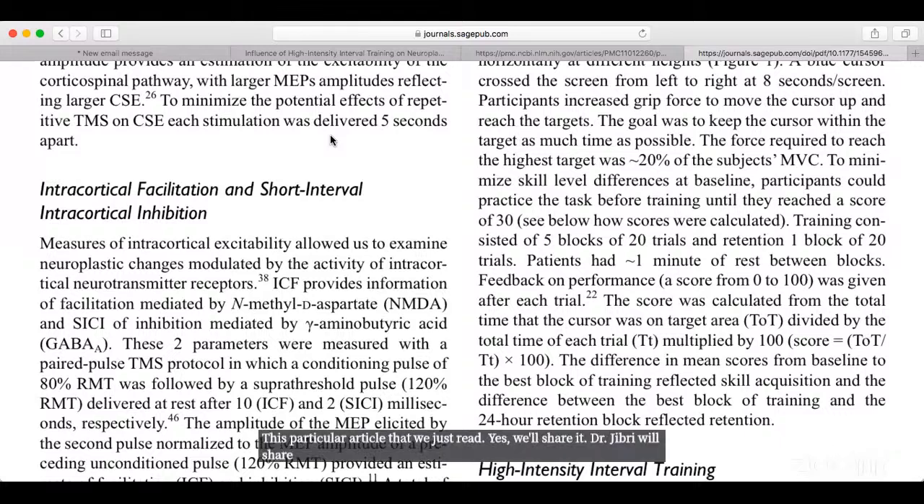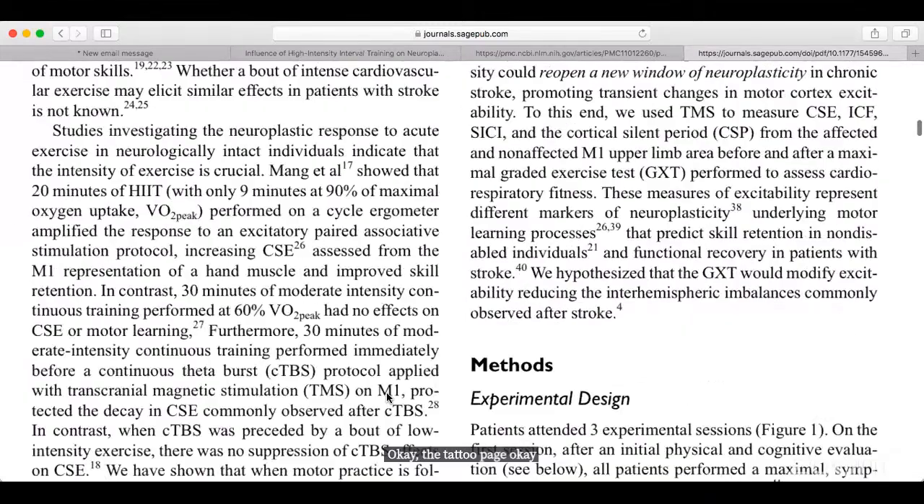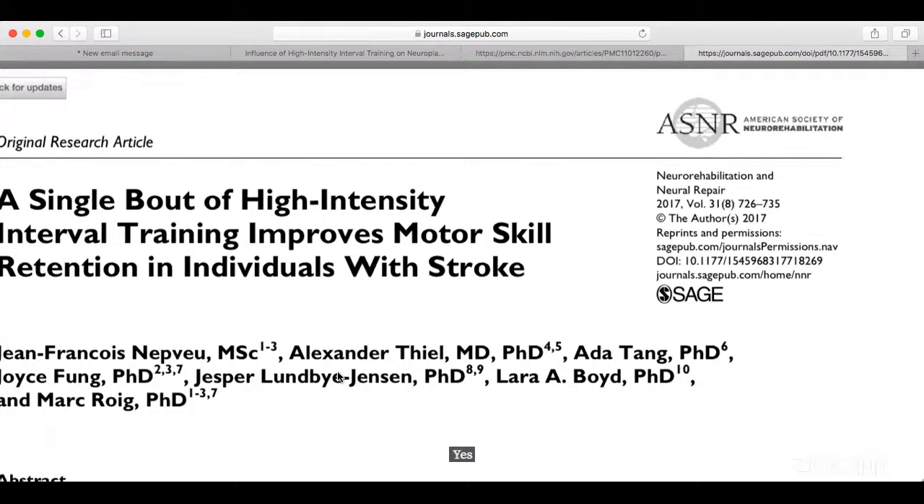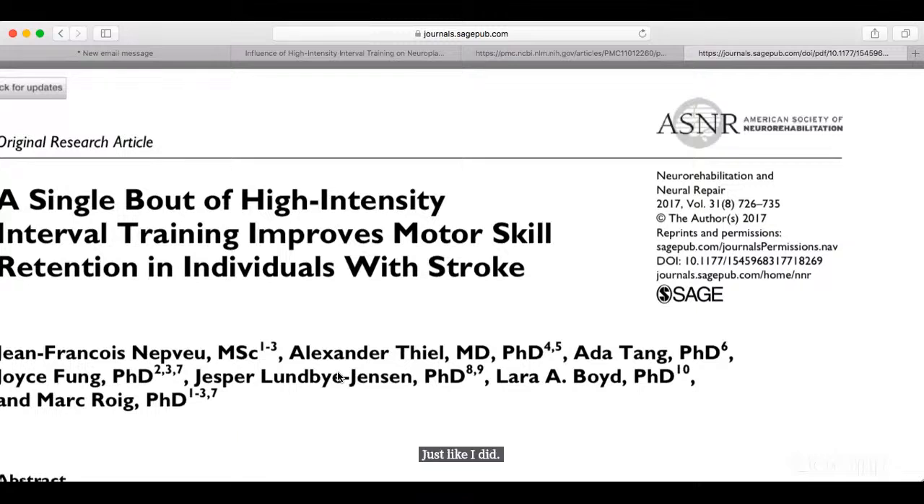So let's go into the title page. I want to see the title. Can you see it now? Yes. So please, as I've said, we are not going to go beyond 10:30 because I know how intensive it has been. I wouldn't want to stress you too much, but I just want everyone to try, just like I did, to get one article through the process.